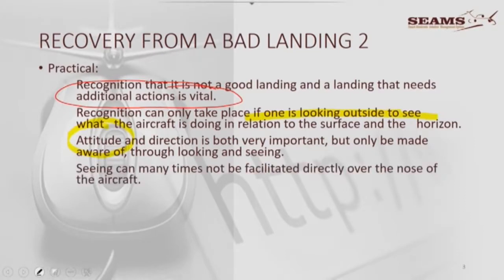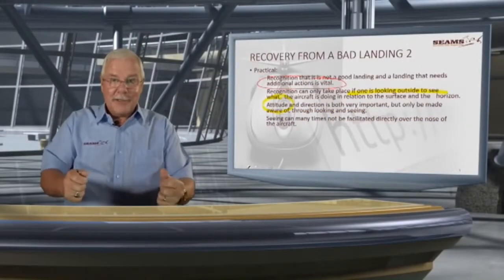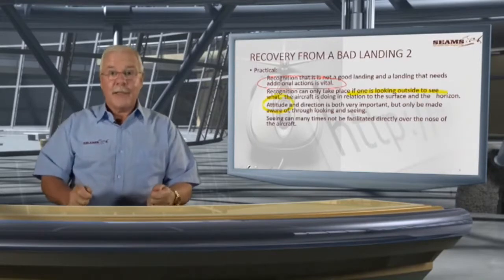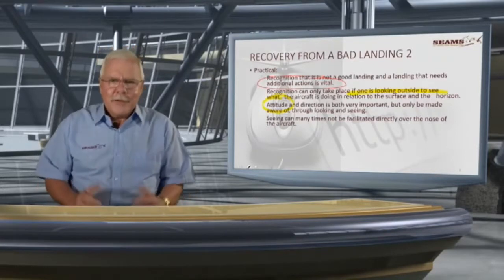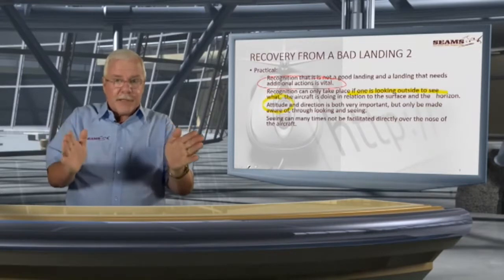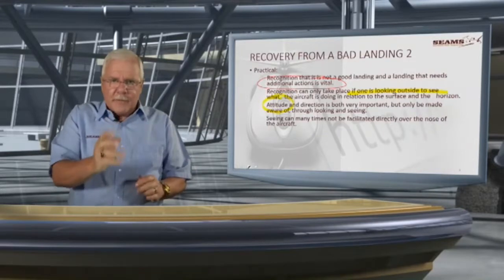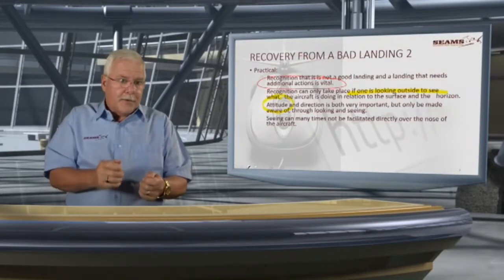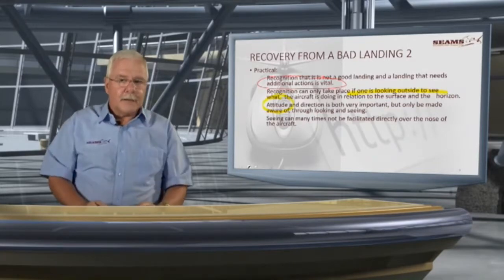Seeing can many times not be facilitated directly over the nose of the aircraft. I've said that many times before. You sit people here and they come and they round out and the nose comes up and here goes the neck. It's like a meerkat. And eventually you're sitting here and you're looking over the nose. If it can't happen, it can't happen. You must get used to the fact that you can look to the sides as well to see. And now you've got a little bit of a parallax error because the aircraft is moving like this. You're looking slightly to the side and there's a little bit of angle. You must learn to work with the angle.